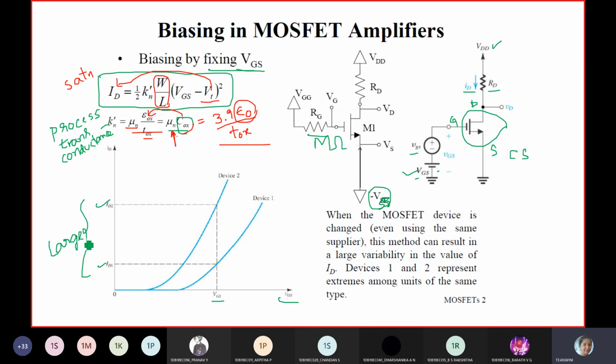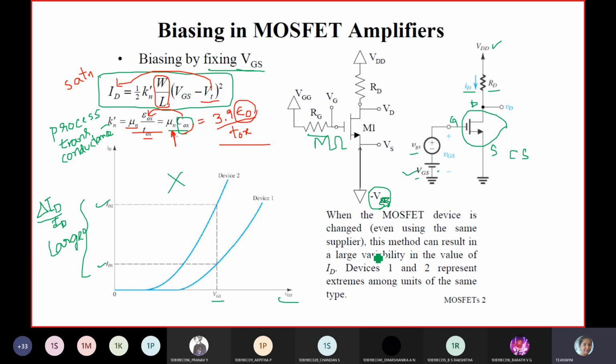Even though you are fixing VGS, I can't make ID independent of temperature, because ID is directly proportional to mu n as well as Vt. So this is not a good biasing technique, because the change in current between the two devices, delta ID by ID, is very large. That's why we are not preferring this.